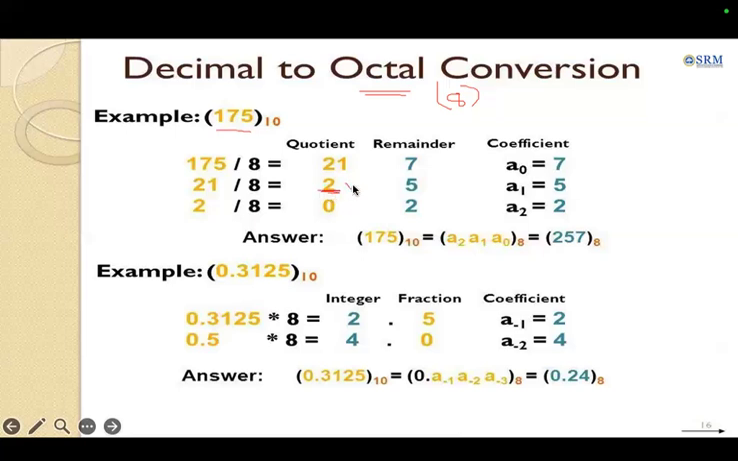So 2 will be A2, this is the coefficient A2. This remainder is the coefficient A1. This is the coefficient A naught. So the equivalent octal value of decimal 175 is 257. This is how you have to do it.